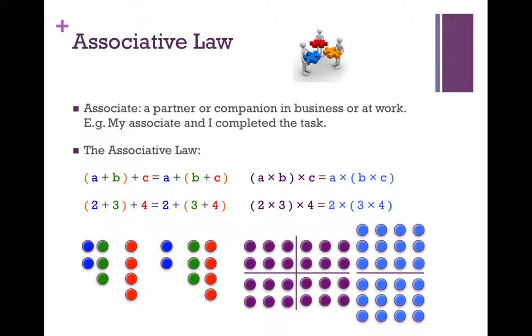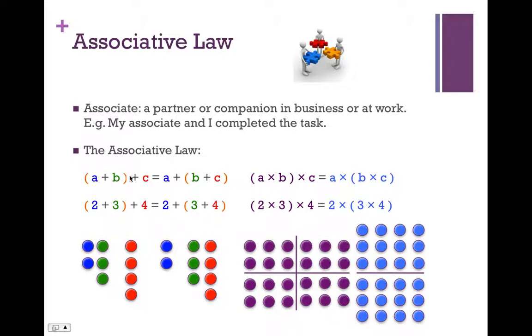Now the associative law. An associate is a partner or companion in business or at work. For example, my associate and I completed the task. Now the associative law uses this relationship, this partner, this companion, to help do calculations. We'll need to do an order. If there's more than one calculation to perform, which one do we do first?